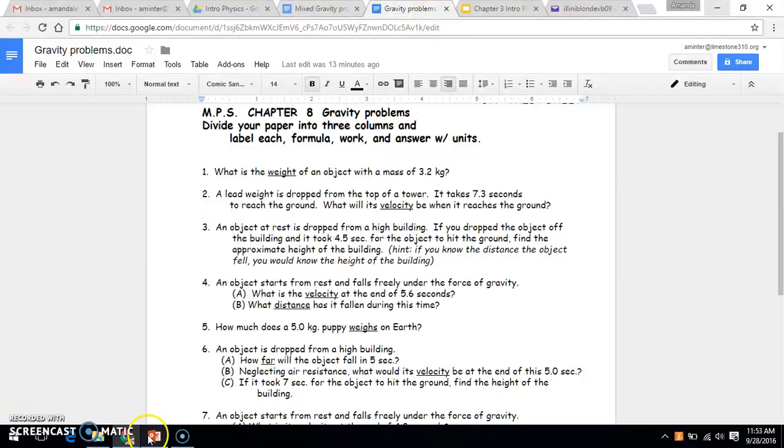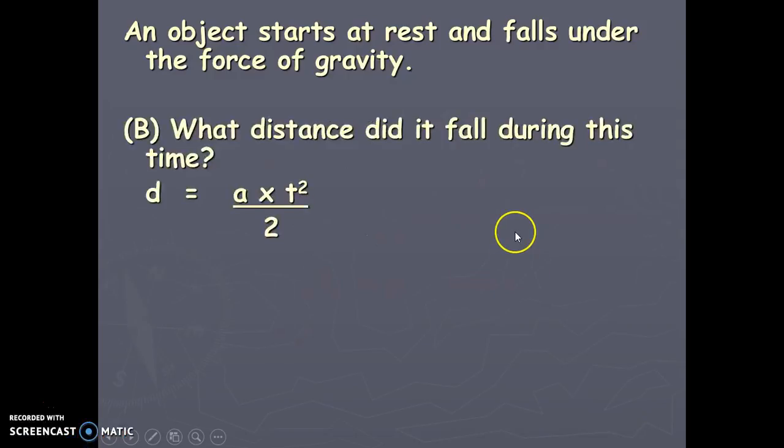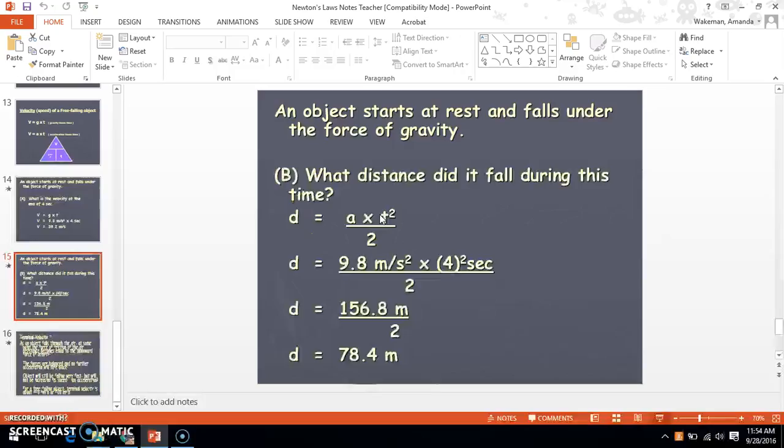The last one I want to go over real quick is this guy right here. We're looking for a distance. They could also use the term height. If you're looking for the height of a building, if you're looking for the distance an object fell, you're going to use this formula right here. Remember, acceleration is gravity, t is time, and you're going to always square that first, and then you're going to divide by 2 after you multiply the top.